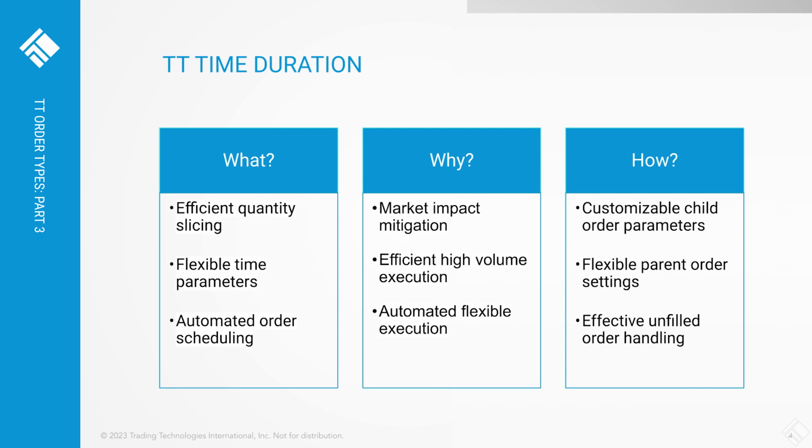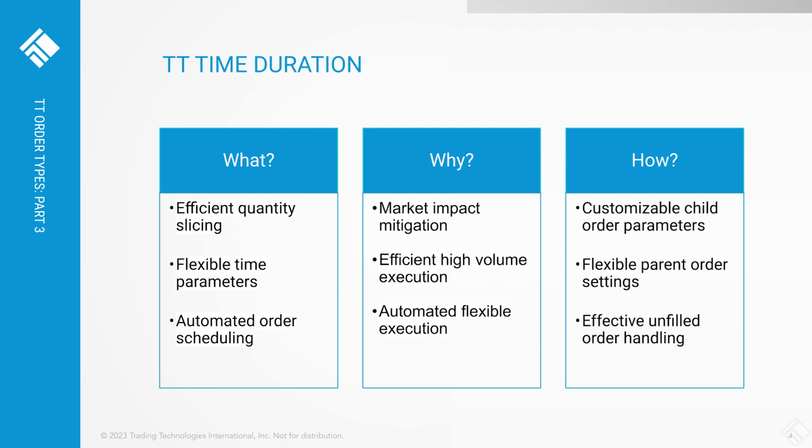A TT time duration order defines the total time desired to achieve the total goal quantity. You can set either the total time or specific begin and end times. When specific begin and end times are entered, the difference between the two is calculated to determine the total time duration for the order. Child order portions are submitted during the specified time duration to achieve the total goal quantity.